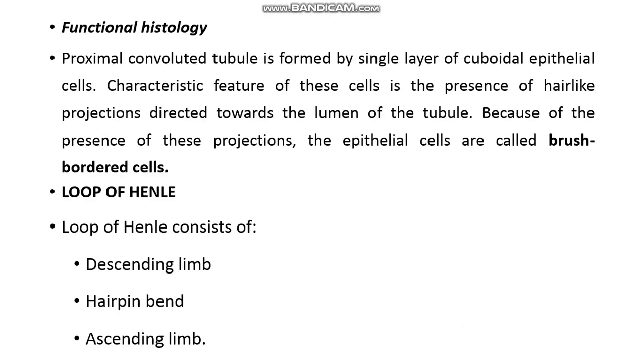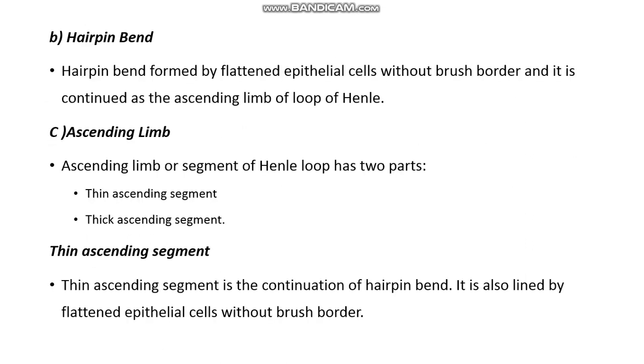So now we are discussing the loop of Henle. The loop of Henle consists of three parts: descending limb, hairpin bend, and ascending limb.